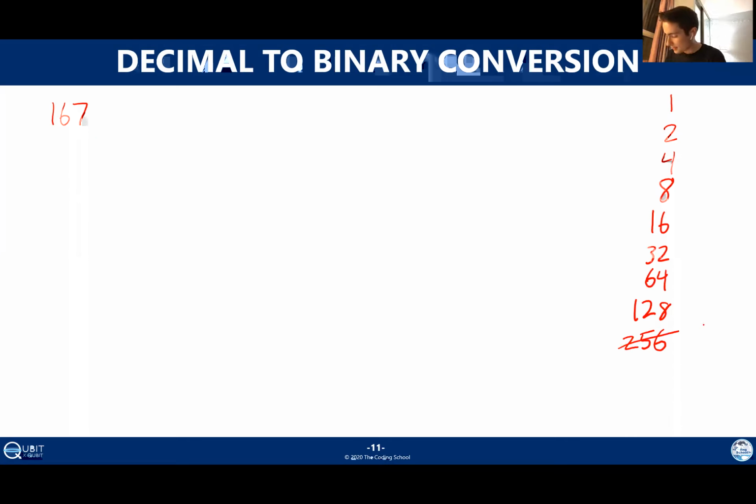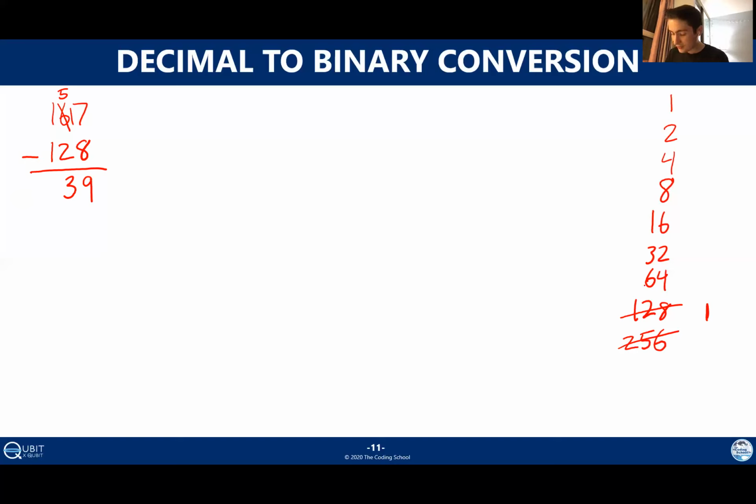cross out that number, and I go to the next number before it, 128. And then I subtract 128 from my original value. So I'll have a carry here. And I get 39 out of that subtraction. Now I'm done with 128, so I keep going. Actually, I'm sorry. When I do this subtraction, I'm going to mark down with a 1 which number I subtracted.